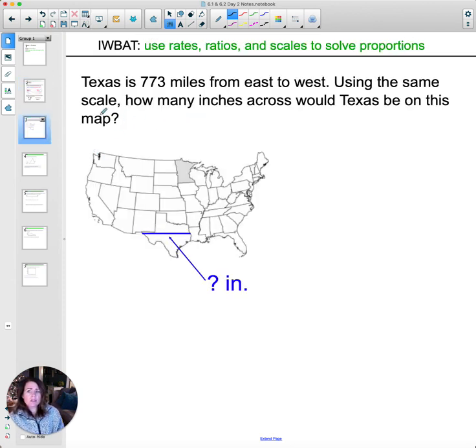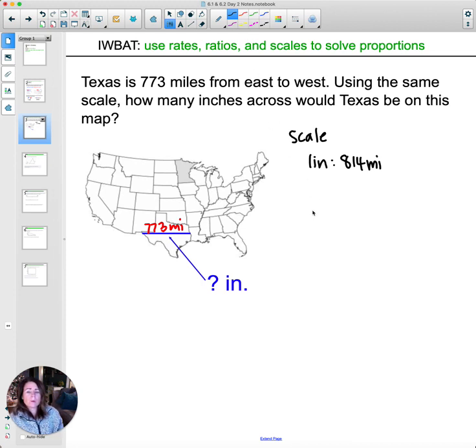So let's use the same scale from the last map of the United States. Texas is 773 miles from east to west, so 773 miles is this actual measurement. Remember that on that last one, our scale for this model was 1 inch is equal to 814 miles. So how long is this on the map? Well, it's going to be less than an inch, because an inch is 814 miles, and this is less than that. But we'll go back to writing proportions.